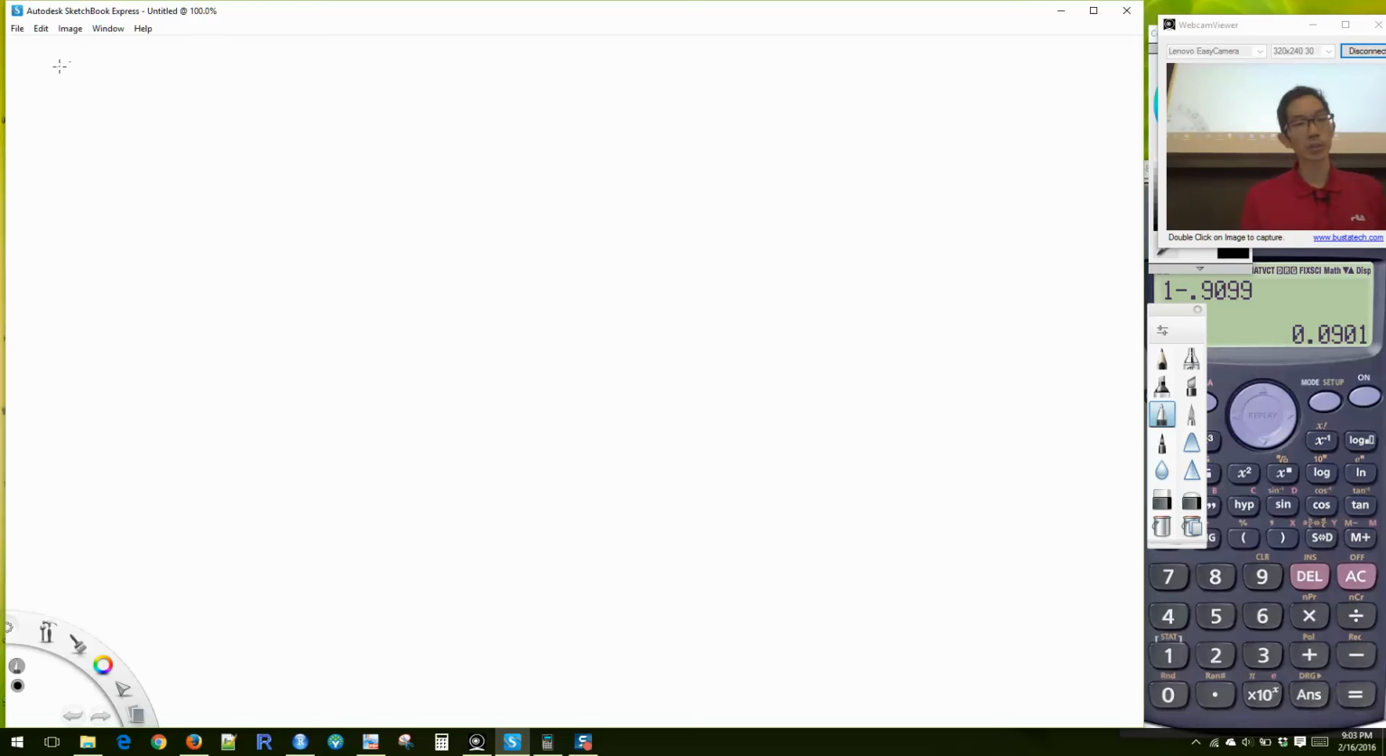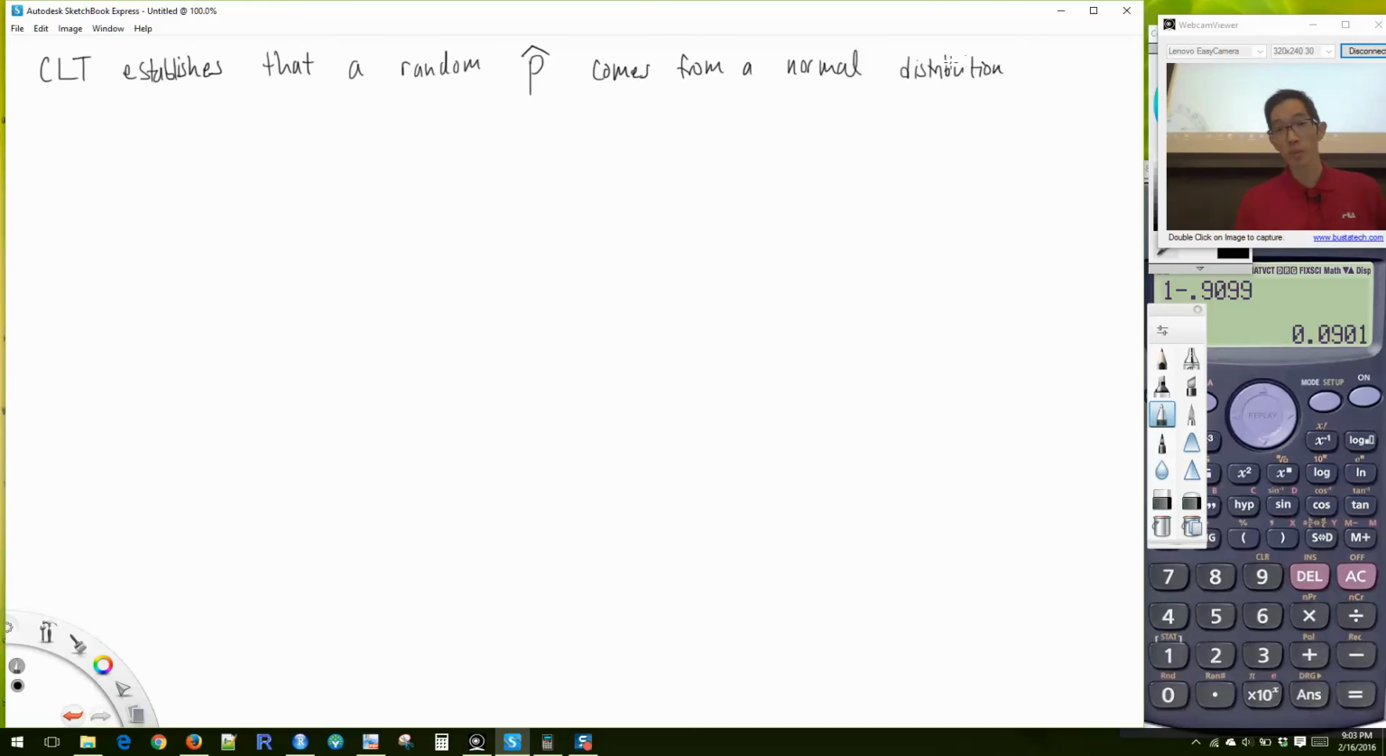All right, so what the central limit theorem establishes is that a random p hat comes from a normal distribution where the mean is p.